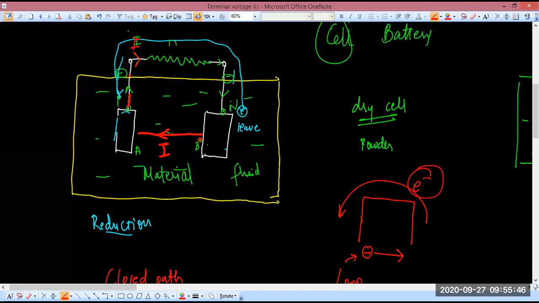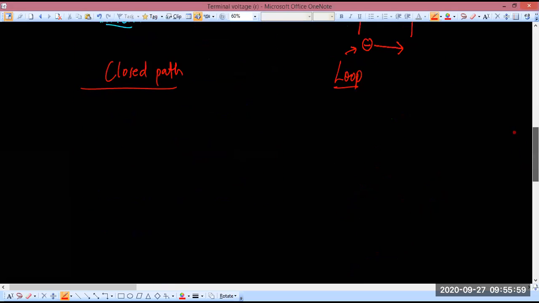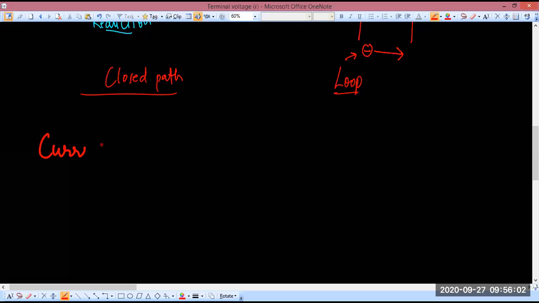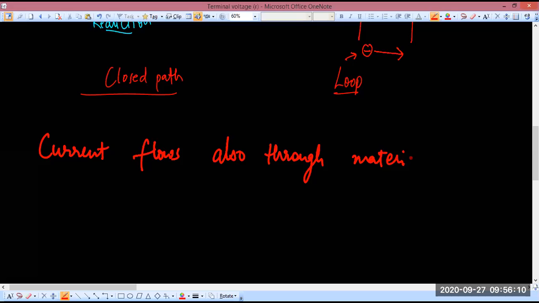All right, and then here. Agreed? Okay, so current is flowing through the material of the battery. Do you agree with that sentence? Let me write that. Current flows also through the material of battery, right? Current flows also through the material of battery.